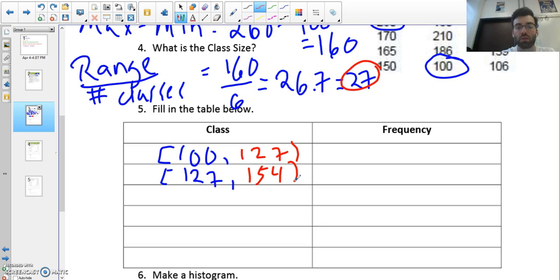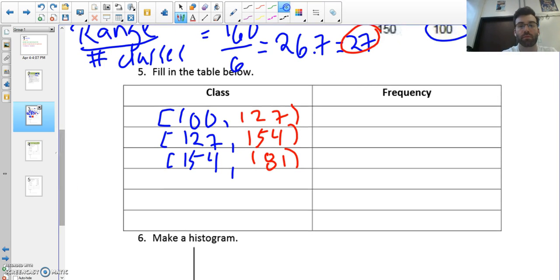127, add 27 to get 154. 154, add 27, 181. 181, add 27, sorry, it's hard to write, 208. All right. 208, add 27 to, oops, let's make that red.